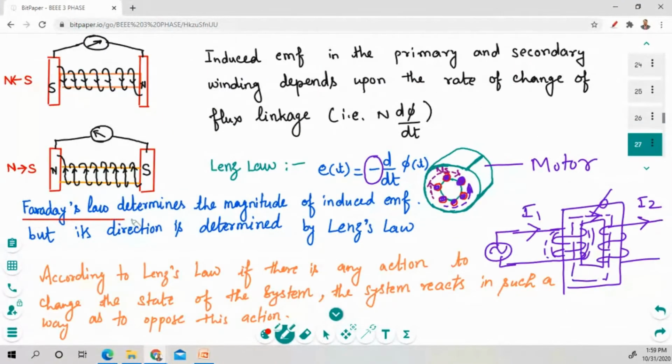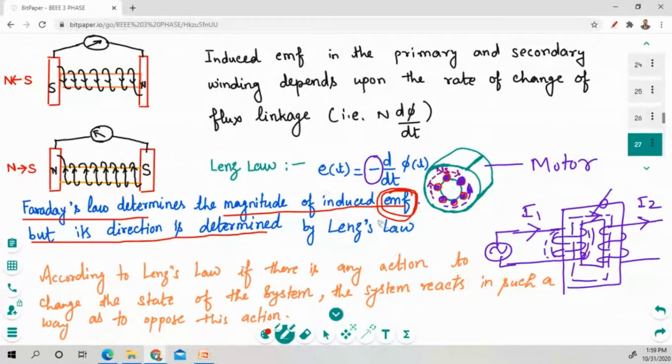According to Faraday's law of electromagnetic induction, okay, we can determine the magnitude of induced EMF. Okay, how much EMF is going to be induced in the circuit can be measured using this Faraday law. Okay. But its direction is determined by Lenz's law.